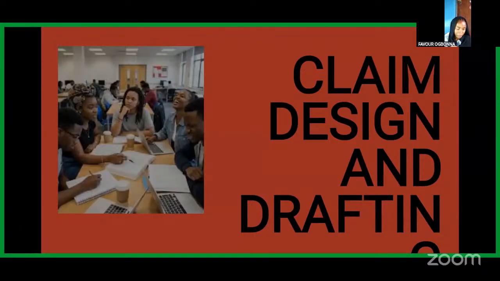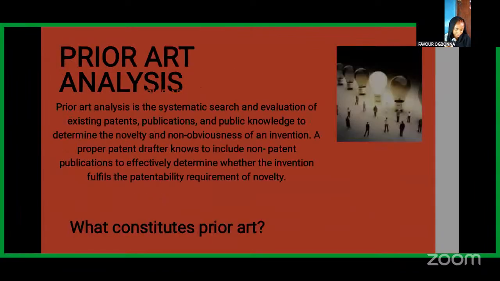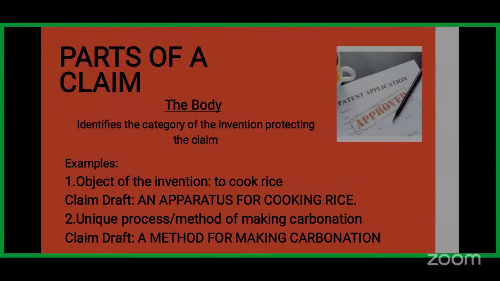So there are three parts of the claim: the preamble, the transitional phrase, and the body of the claim. The preamble basically introduces the category of the invention protected by the claim. It gives insight into the intended purpose of the invention. For example, a pot for cooking beans faster can be written down as an apparatus for cooking beans.